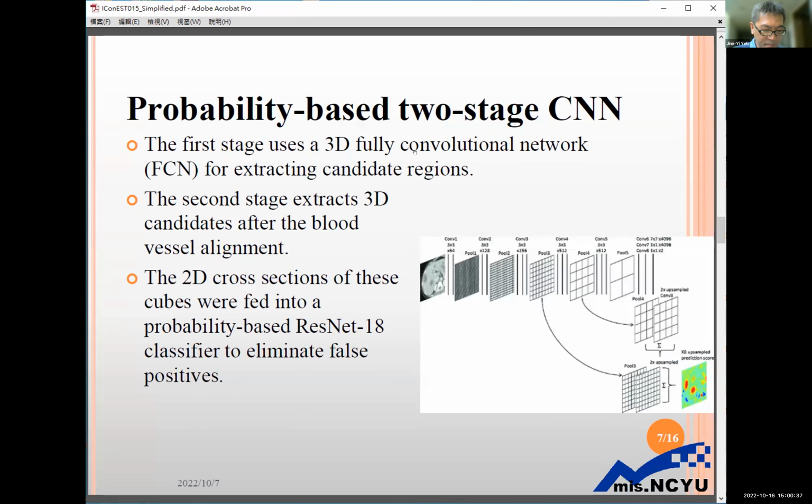I will show you the probability-based 2-stage CNN. The first stage uses a 3D fully convolutional network for extracting candidate regions, which may be PE targets. The second stage extracts 3D candidates after the blood vessel alignment. The 2D cross-sections of these cubes were fed into a probability-based ResNet-18 classifier to eliminate false positives.